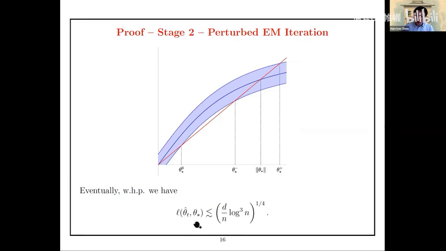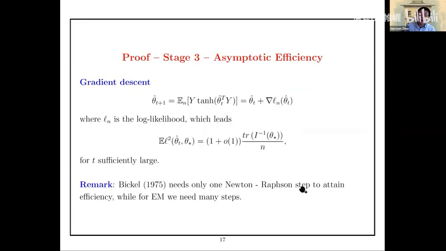After stage 2, we get a fairly good accuracy of the estimation. Then we try to get the right constant as well. To get the right constant, the analysis is very similar to the celebrated paper by Peter Bickel in 1975. What he showed there is this: if you have a good estimator and you run one step of Newton-Raphson on the likelihood, then you get not only the right rate but also the right constant. Of course, we cannot run Newton-Raphson. We have to run the EM algorithm because we want to be faithful to EM. We want to prove the EM algorithm is doing the right thing.